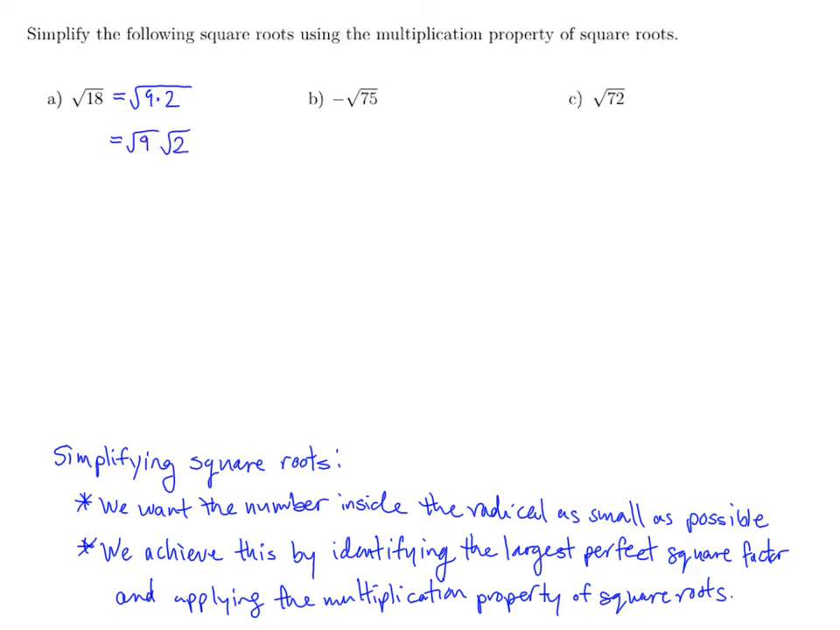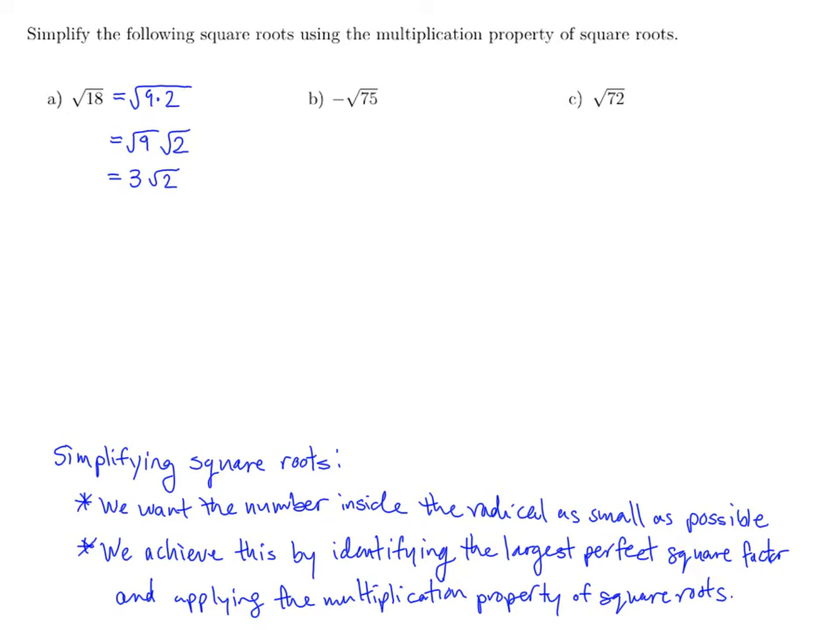Now, the reason we've done this is that because 9 is a perfect square factor of 18, the square root of 9 now just becomes 3. So the square root of 18 is equivalent to 3 times the square root of 2. And the way that we think of this as simpler is that the number inside that radical is a smaller number. So we've simplified that square root then.